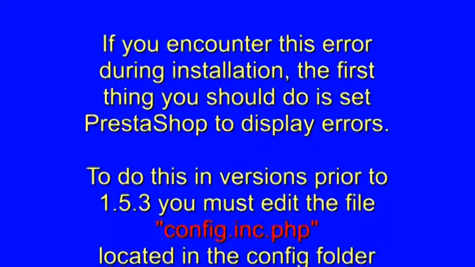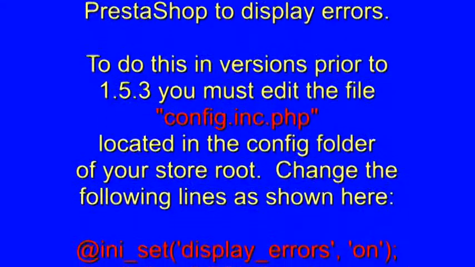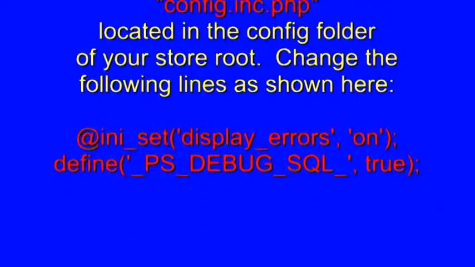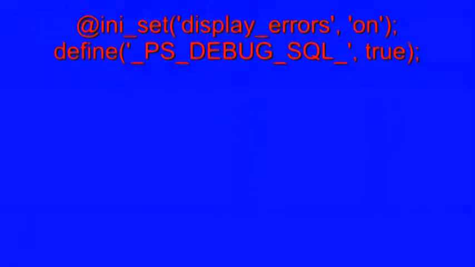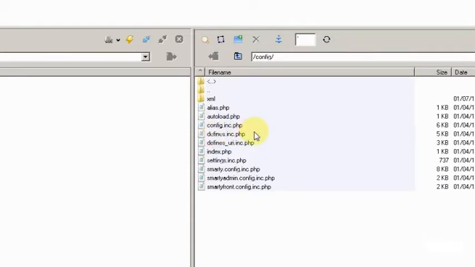If you encounter an error during installation, the first thing you should do is set PrestaShop to display errors. To do this in versions prior to 1.5.3, you must edit the file config.inc.php located in the config folder of your store root. Change the following lines as shown here in this file, then save. To locate this file, use your FTP client to navigate from your store folder to the config subfolder. Then locate the file named config.inc.php.